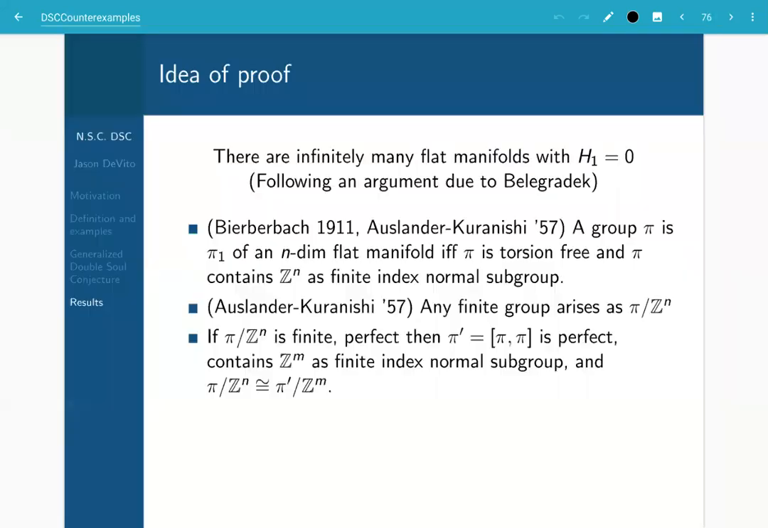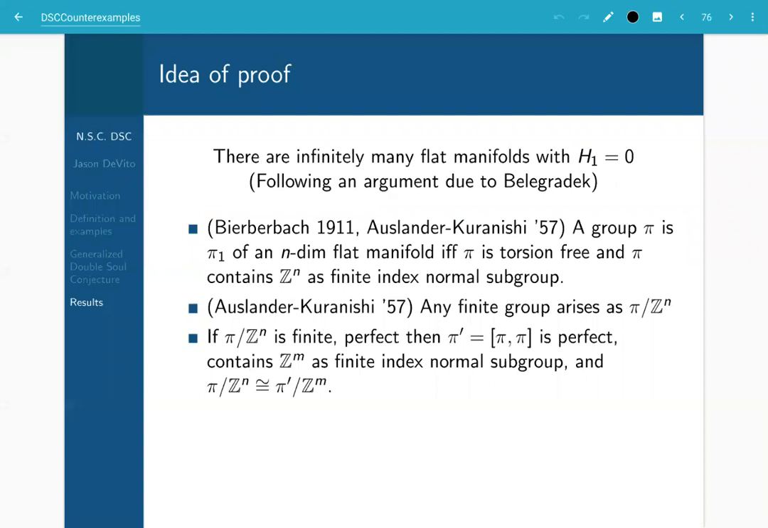And the last result we need is like a proposition in a textbook. It doesn't have a name. It's apparently not important enough in group theory to have a name, but we have this result here. If I have a group with a finite index subgroup, and the quotient is perfect, then it turns out that the derived subgroup, the commutator subgroup pi prime of pi, is also perfect. It contains Z^m, possibly to a different power, as a finite index normal subgroup, and pi mod Z^n is isomorphic to pi prime mod Z^m.